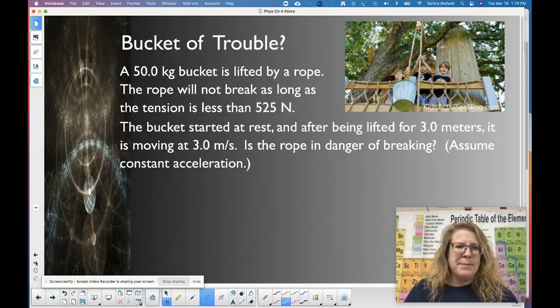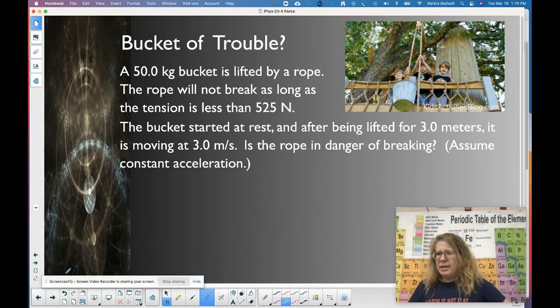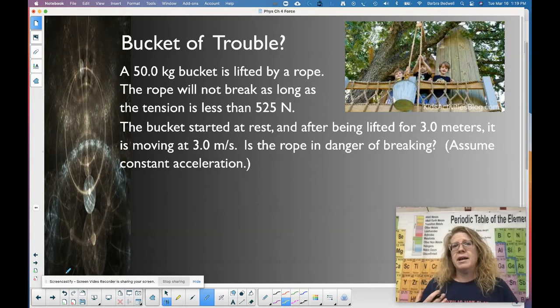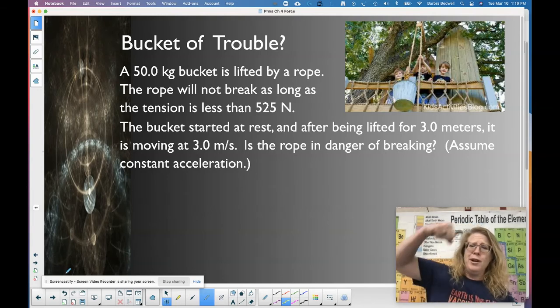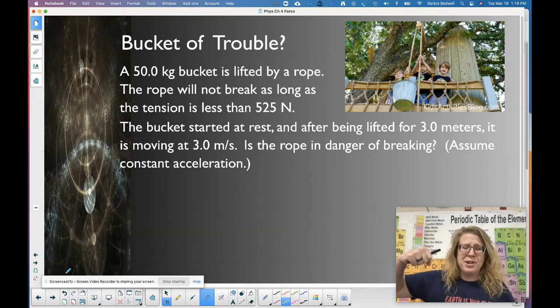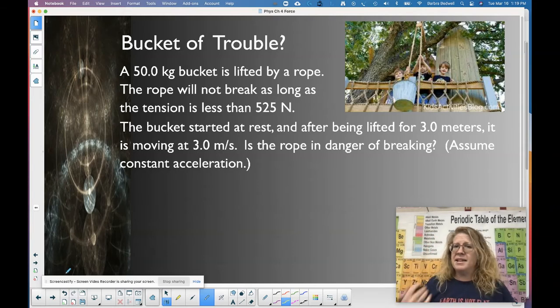Okay, so moving on. Bucket of trouble, or bag of trouble. These are often the type of problems couched in lifting something and wanting to know whether or not the object is going to break. Will the rope break? If you have ever carried too many groceries in a plastic grocery sack, if you lift it up, are the handles going to break? Well, it turns out this is a net force issue, and because it's a net force issue, the acceleration is actually the key.